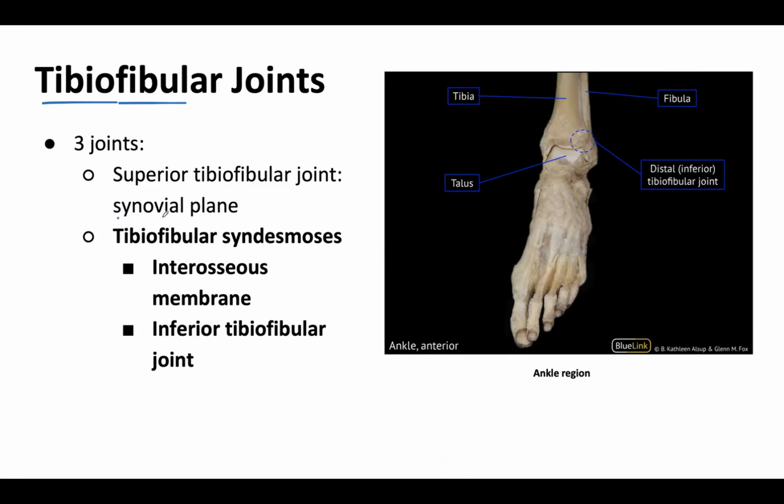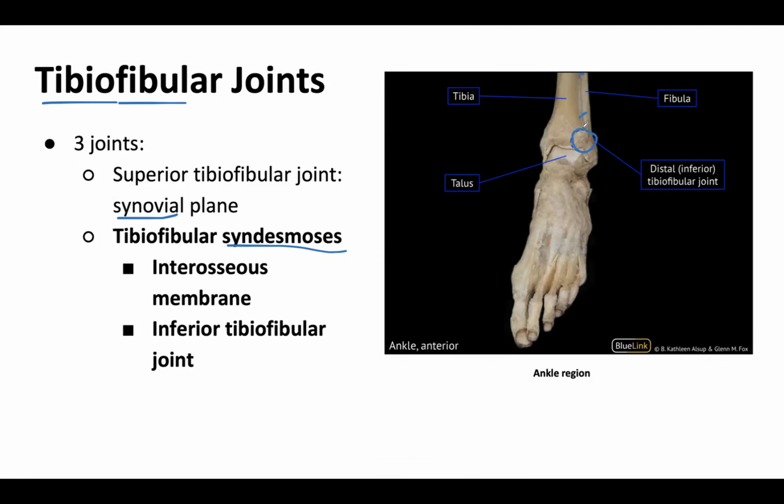It is a plain synovial joint. So synovial like most joints of the appendages. But there's a big difference with the other two tibiofibular joints. They're actually fibrous joints. Specifically, they are syndesmoses. So we will have the interosseous membrane between the diaphysis of the bones. And then distally, we will have the inferior or distal tibiofibular joint.